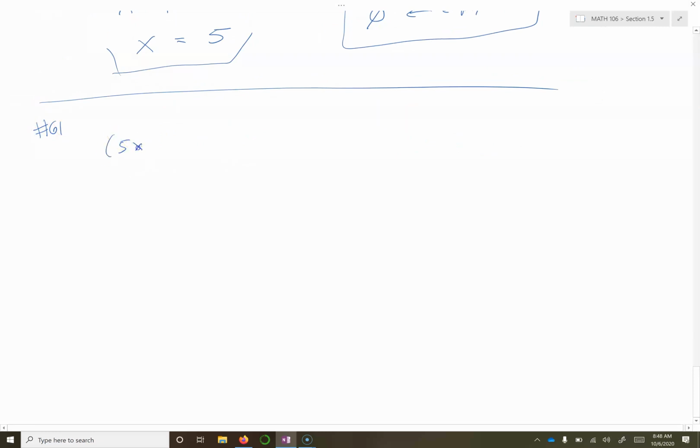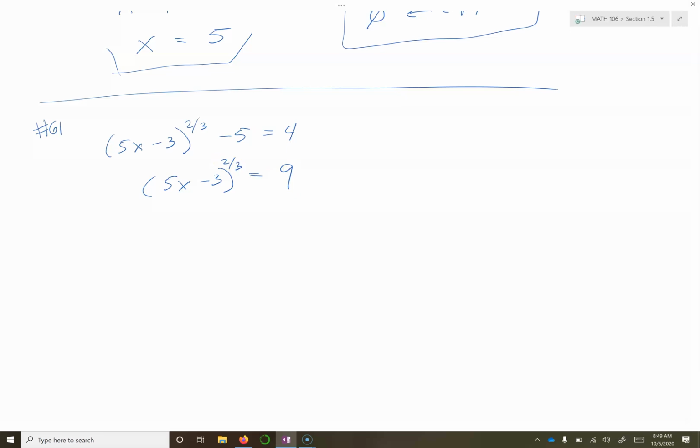So we have 5x minus 3 to the 2/3 minus 5 equals 4. Okay, so this is an equation with rational exponents. So you got to isolate the rational exponent. So we're going to move that 5 over and get this equation. 5x minus 3, that binomial raised to 2/3 equals 9.